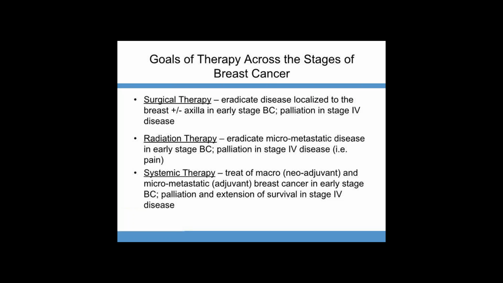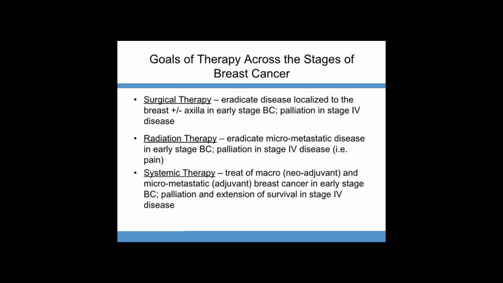So what are the goals of therapy across the stages of breast cancer? Surgical therapy is used to eradicate the disease in the breast and the axilla. In early stage breast cancer, increasingly we're using surgical therapy to palliate specific types of patients, even those who have stage 4 disease. So at the same time we've moved to less surgery in women with primary breast cancer, we've also now become more aggressive at using all the modalities of treatment for women who have stage 4 disease.